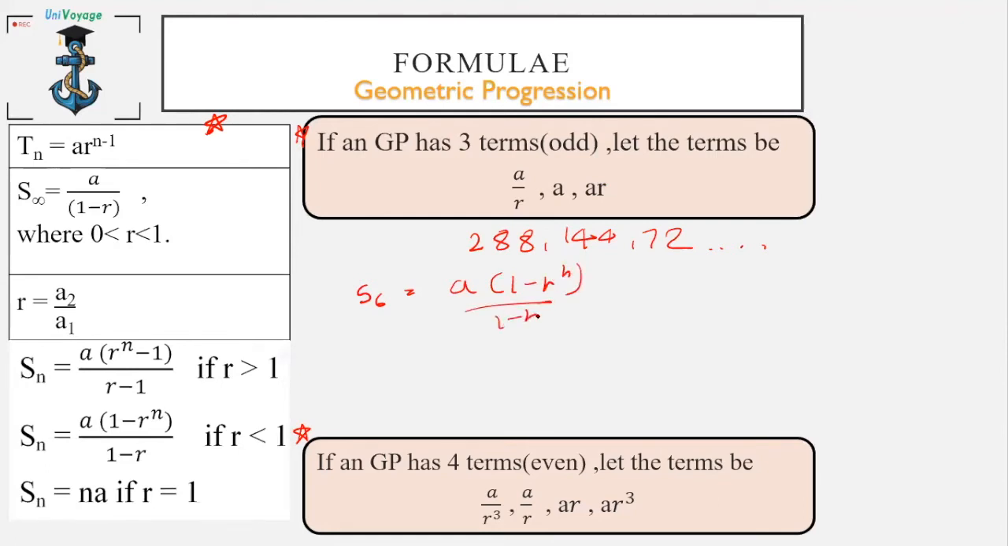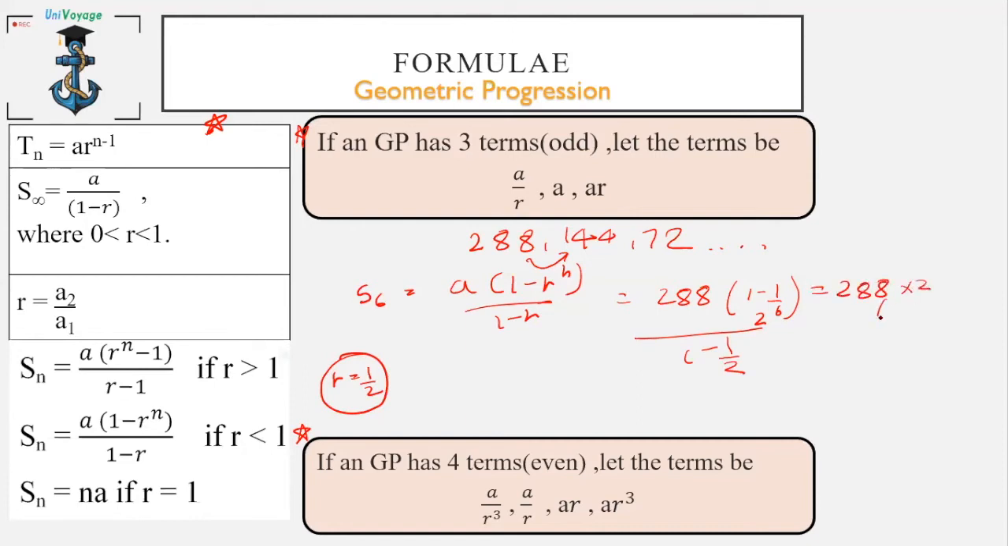Since r here is, we can clearly see, r is half, right? Because each term is getting halved. So here r would be 1 by 2. Okay, so the first term is 288. Here we'll write 1 minus 1 by 2 raised to 6, divided by 1 minus 1 by 2. We can take this up. This will become 288 into 2 into 2 raised to 6 minus 1, divided by 2 raised to 6.